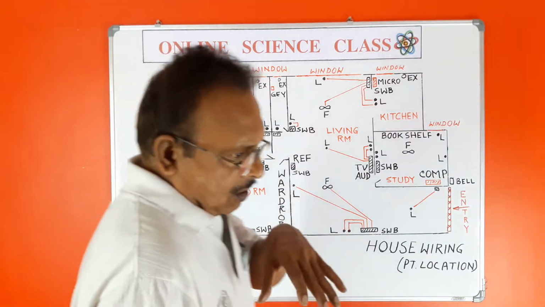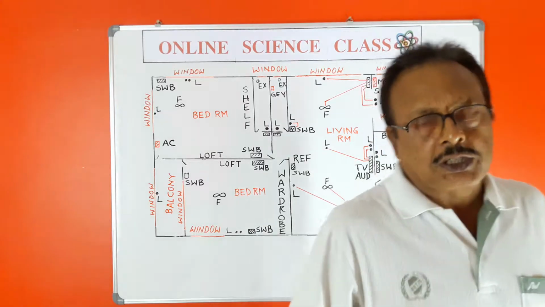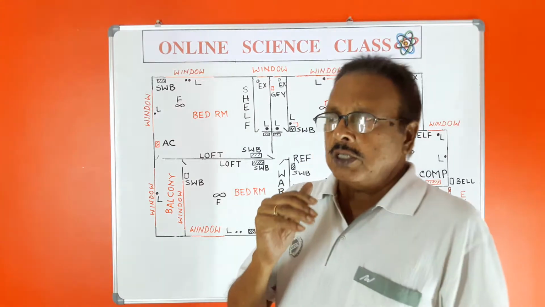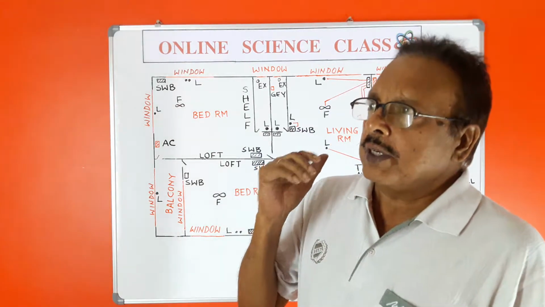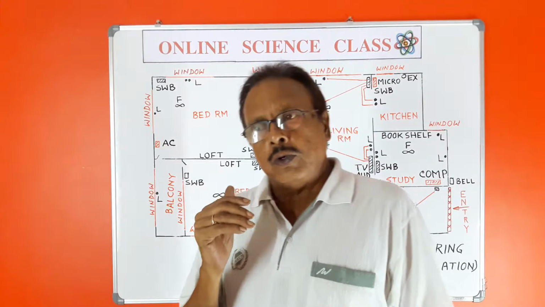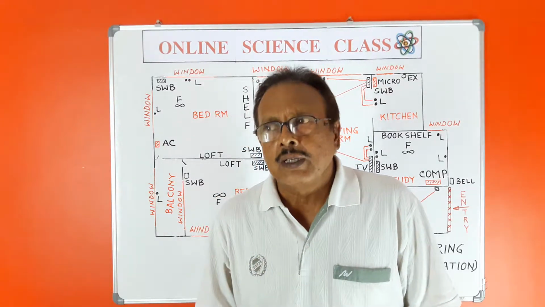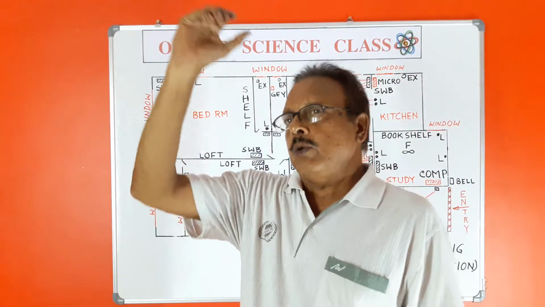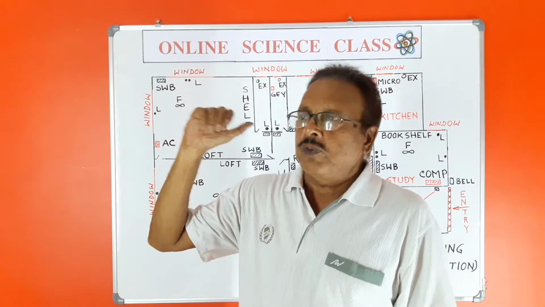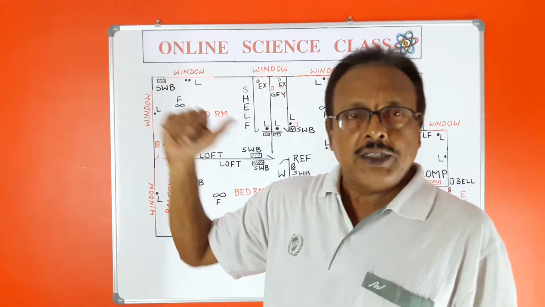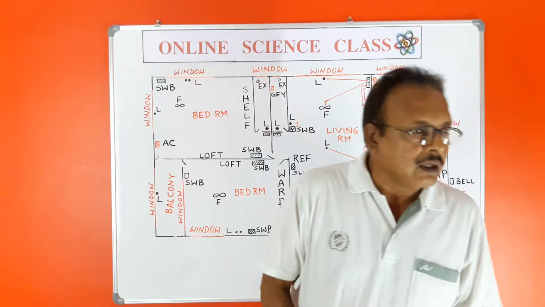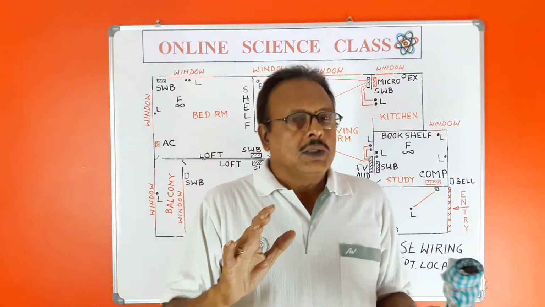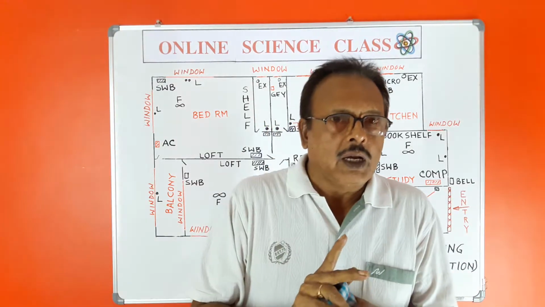Now, location of points is my jurisdiction. One who constructs the house, it is his jurisdiction, and as per his requirement, he should decide it. Say, here I will fix 2 lamp points, here I will fix 1 fan, I will install the air conditioner on that wall, I will keep my refrigerator here. So all these things he should decide.